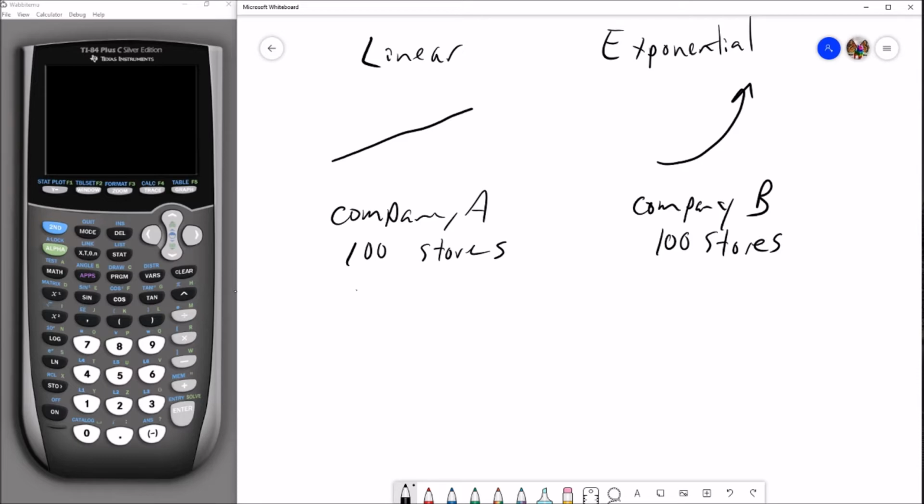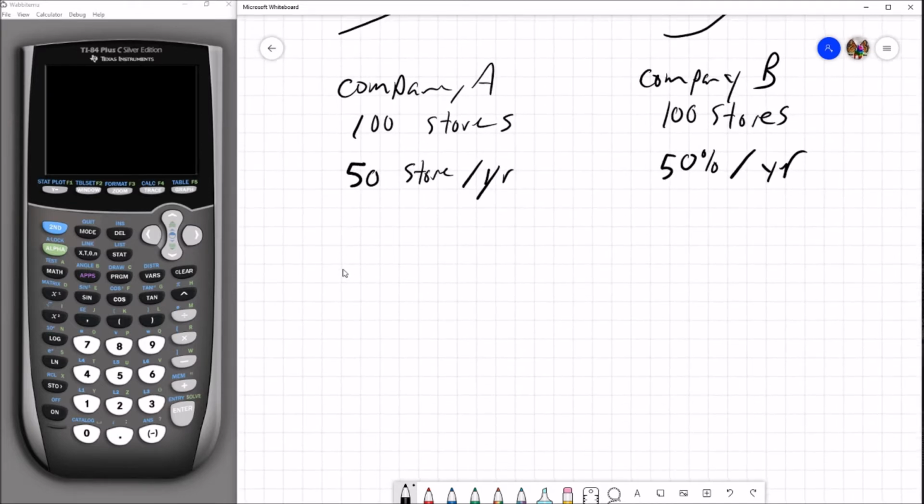So Company A is going to add 50 stores per year, while Company B is going to increase the number of stores by 50% per year. Okay, so each is starting with the same amount of stores, but A will increase their number of stores by 50 stores per year. Company B is going to increase their number of stores by 50%. So we can make a table of values.